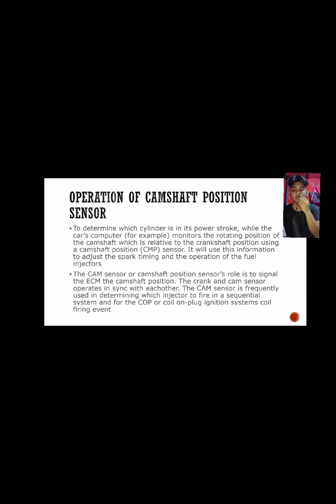The cam sensor or camshaft position sensor's role is to signal the ECM camshaft position. The crank and cam sensors operate in sync with each other. The cam sensor is frequently used in determining which injector to fire in a sequential system and for the COP or coil on plug ignition system coil firing event.